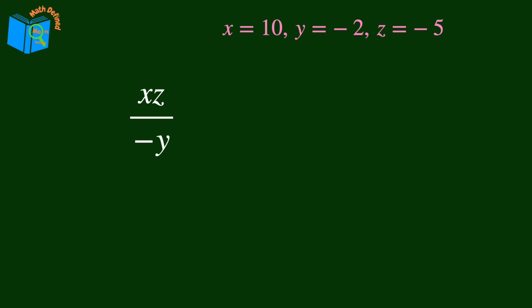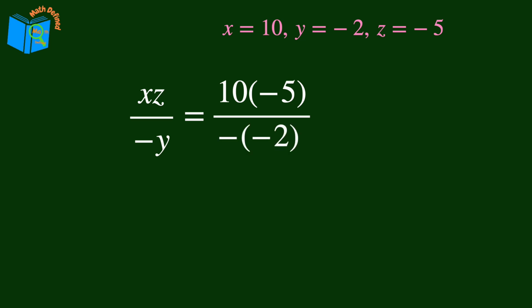We'll begin in the numerator by substituting x and z with 10 times negative 5. Then looking at the denominator, we need to be careful because the variable is negative y, and the given value of y is also a negative value, negative 2. Next, we'll simplify the numerator. 10 times negative 5 equals negative 50. And then in the denominator, the two negatives simplify to positive 2.